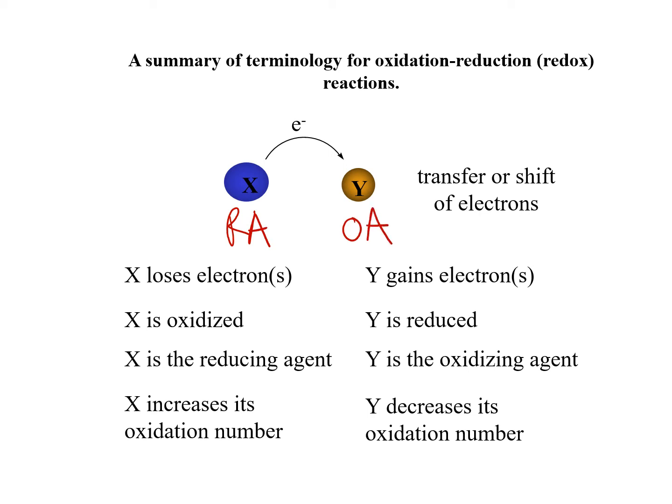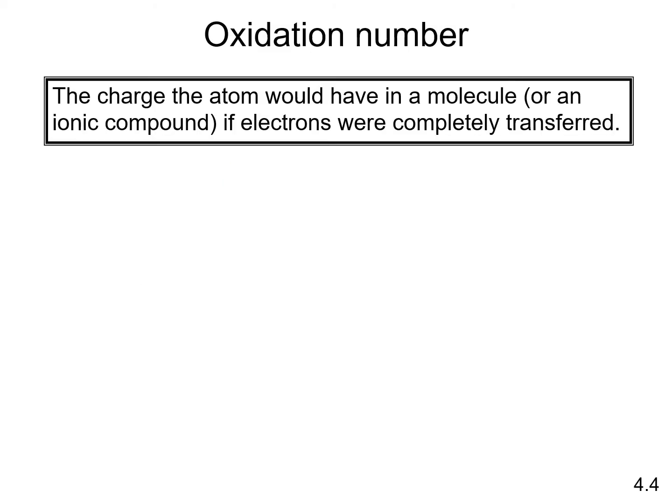Okay, so let's proceed to the rules in assigning oxidation numbers. Okay, so we'll go through each of these rules. So these oxidation numbers, these are numbers arbitrarily assigned to our atoms, based on some rules, which we'll discuss.